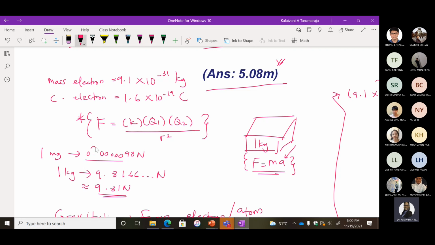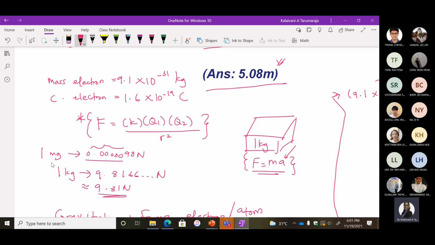I just asked you to check whether we get 0.00098 Newton or not, because I don't see that we used it in the calculation. We don't have mg in the calculation. I just let you know, when we have mg and convert to Newton, what's the answer that we get? If we have 1 kilogram and convert it to Newton, what do we get?